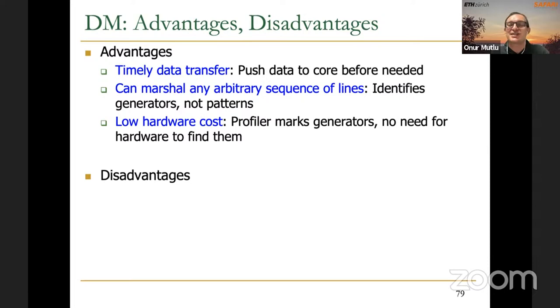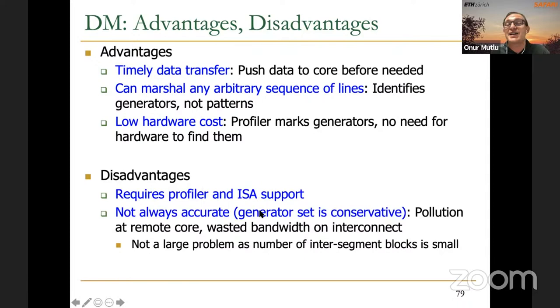And then we have low hardware costs because we don't do everything in hardware. Profiler marks the generators. There's no need for the hardware to find them. This leads to a little bit more hardware cost if you want to do everything in hardware, clearly. So disadvantages: this requires some profiler and ISA support. It's not always accurate because the generator set is conservative when you do the profiling. If you have a lot of generators, for example, this leads to pollution at the remote core and wasted bandwidth on the interconnect. But it's not a large problem as the number of inter-segment blocks are usually small, as we will see.